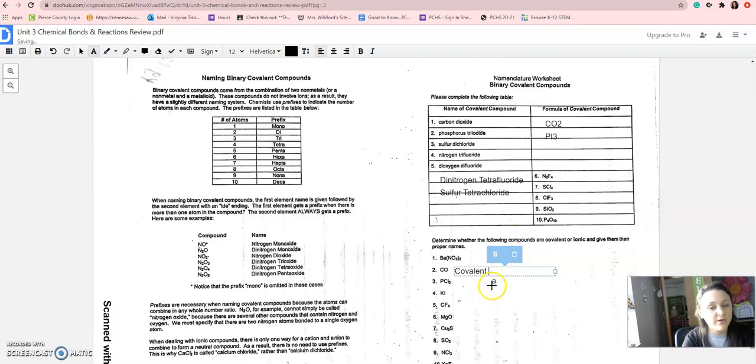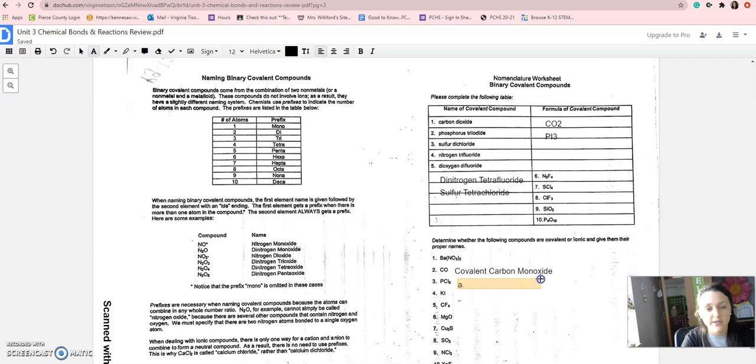And how do I name it with covalent? I use prefixes. So I can't use a prefix in the first spot because there's only 1. So I'm just going to write carbon. And then I've got 1 oxygen. Remember, I can use my prefix for 1 in the second spot. So I'm going to write monoxide. And spelling is not super important, so don't stress.